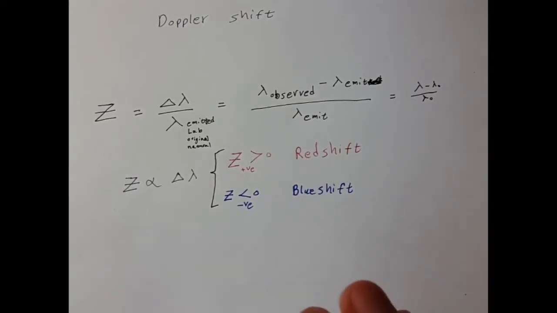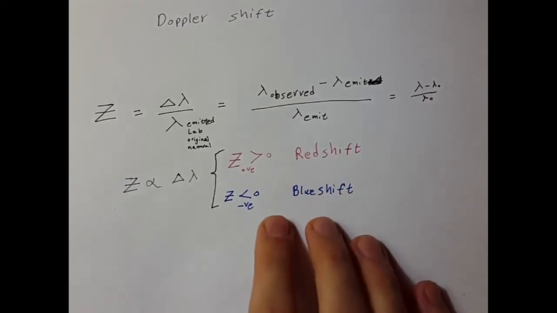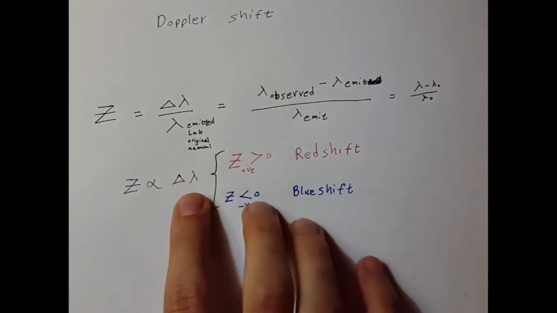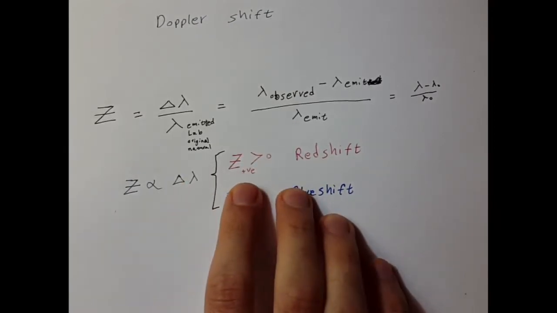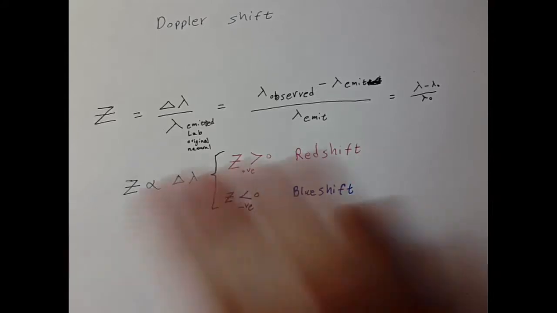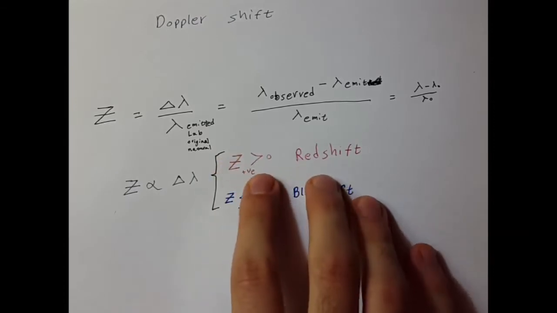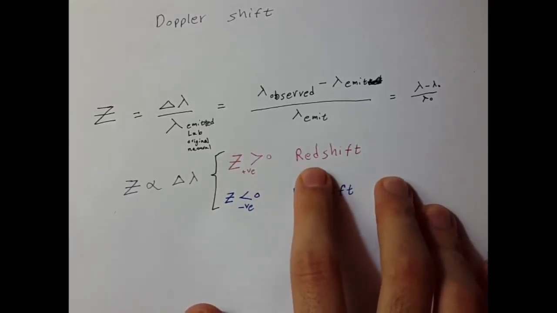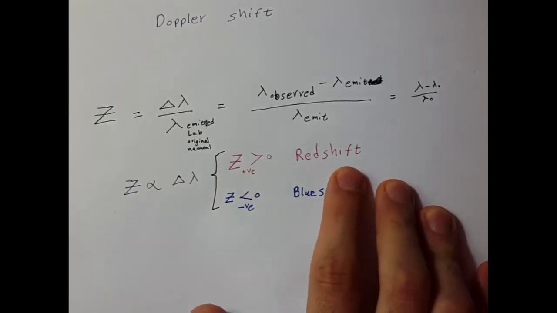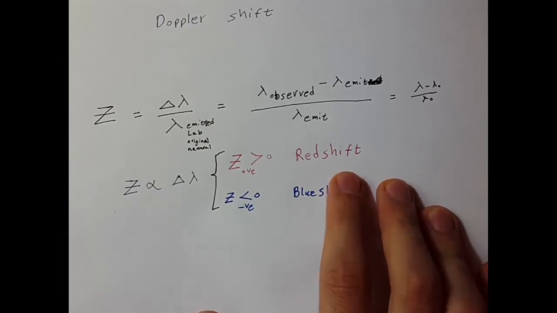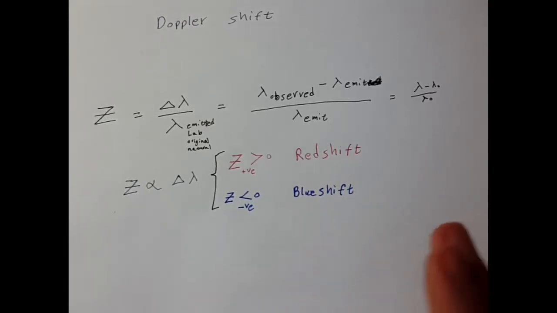But if the observed wavelength was greater than what was emitted, so it was longer, then z would be positive, and that would be the case for the redshift. That would mean the galaxy was receding from us, moving away from us.